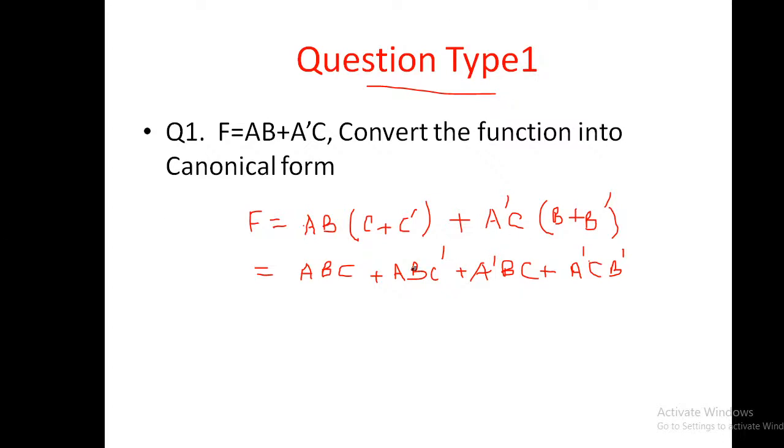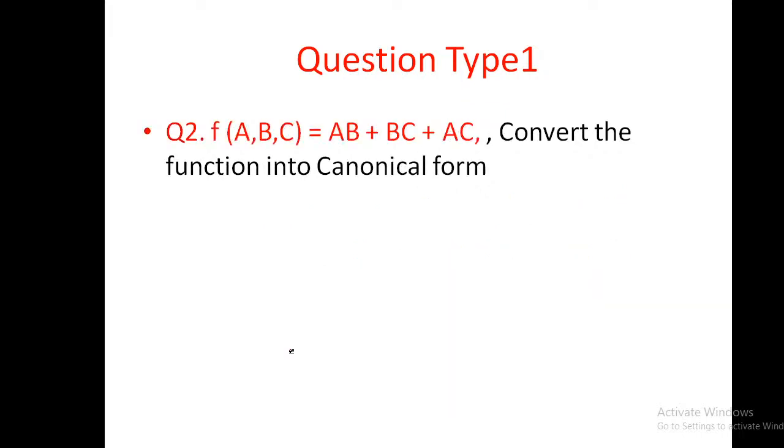You can see here in this function, each product term contains all the three variables, either in the normal form or in its complement form. Is it clear to you? Now you see the second question. We are taking this bigger function AB plus BC plus AC, and you need to convert this function into the canonical form.